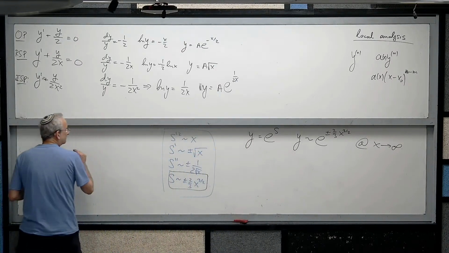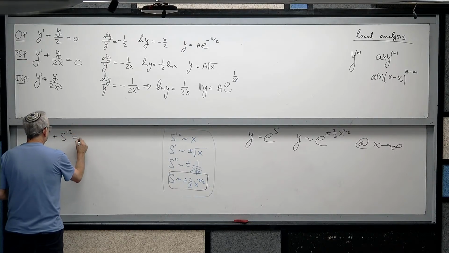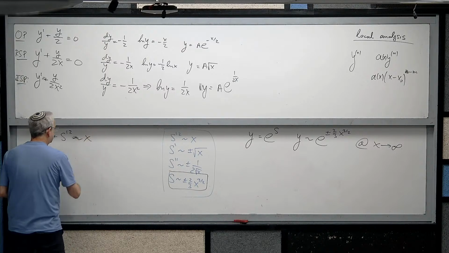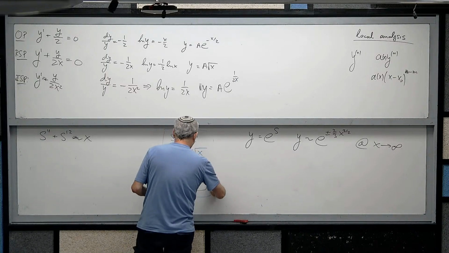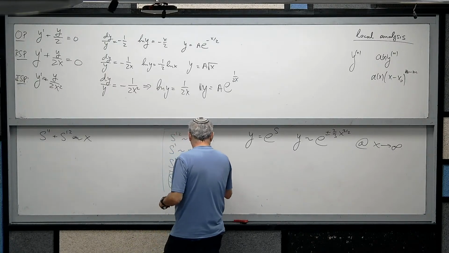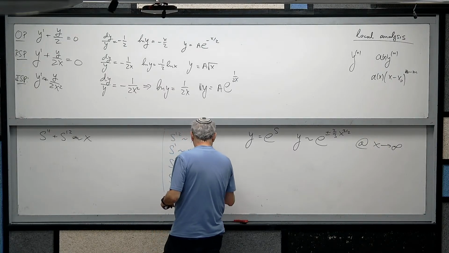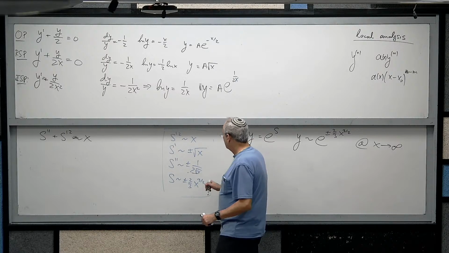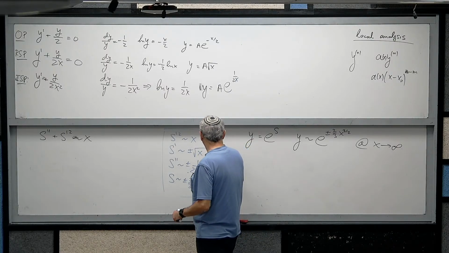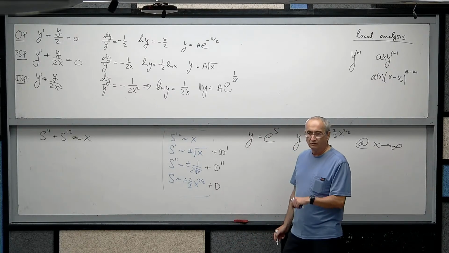Now let's write as follows. We started with s double prime plus s prime squared is asymptotic to x. Now I want to write s as this plus a function d. S prime will be this plus a function d prime. S double prime will be this plus a function d double prime. And I want to calculate d.